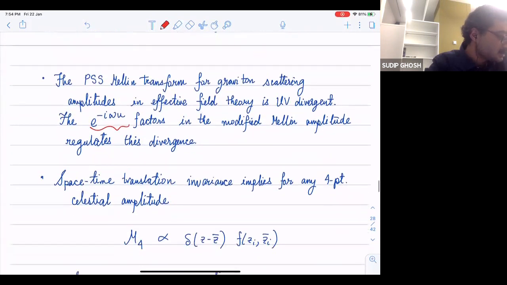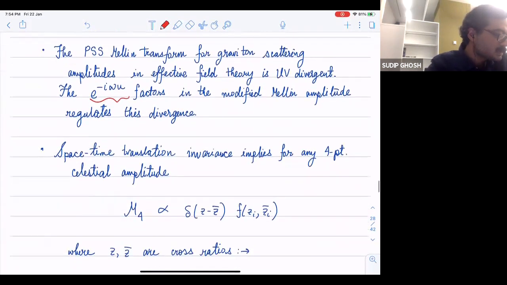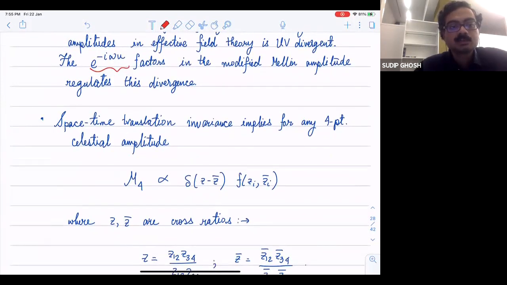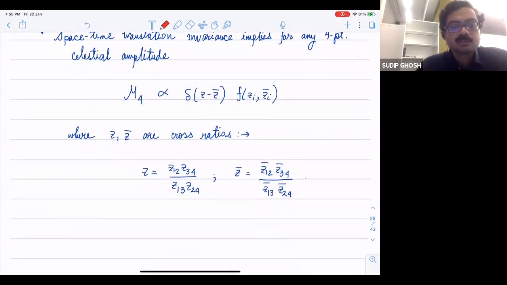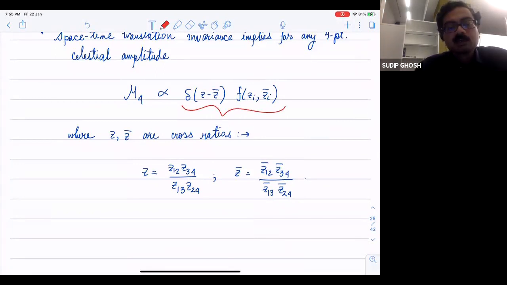But anyway, another feature that I wanted to point out is that the constraint of global space-time translation implies that any 4-point celestial amplitude, be it the ordinary Mellin transformed amplitude or even the modified Mellin transform amplitude, will be proportional to a delta function of z minus z bar, where z and z bar are certain ratios of the z_i's and z bar_i's, and these go by the name of cross ratios. So what this statement says is that in any 4-point function, the cross ratios have to be real. This is basically forced onto you by 4-particle kinematics.